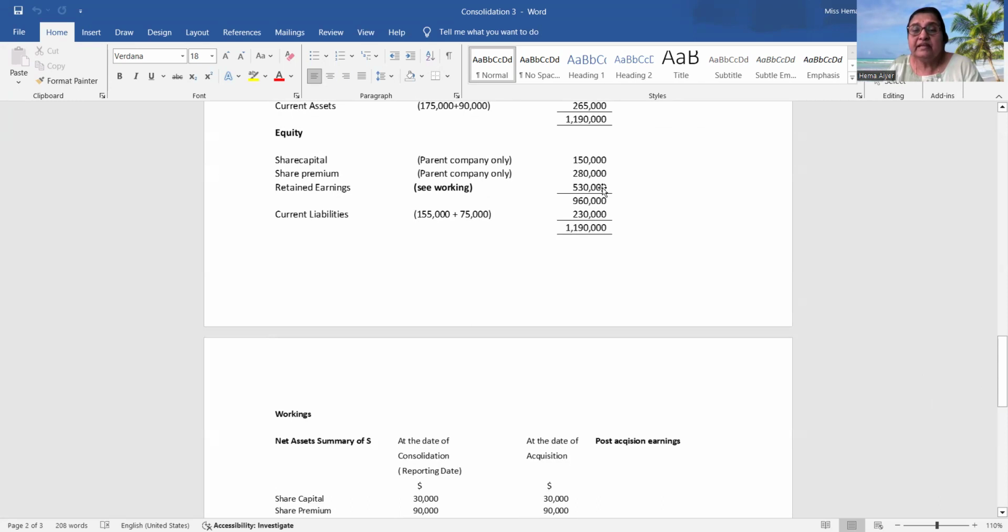I hope this will be clear for you. Then the current liabilities, as they are, we are adding up. And the consolidated statement of financial position is balancing.